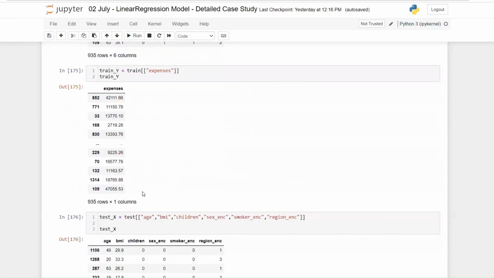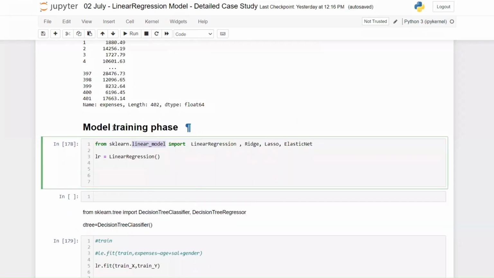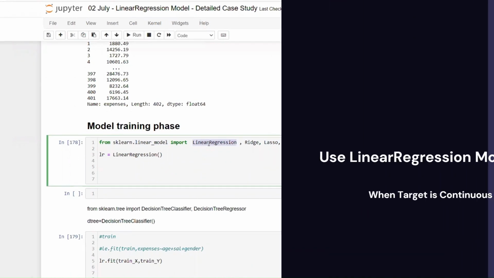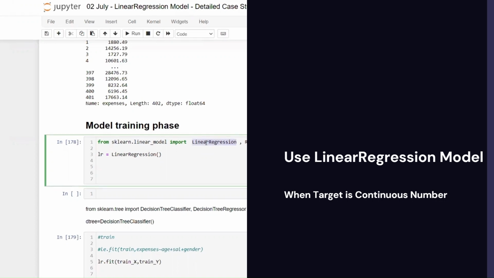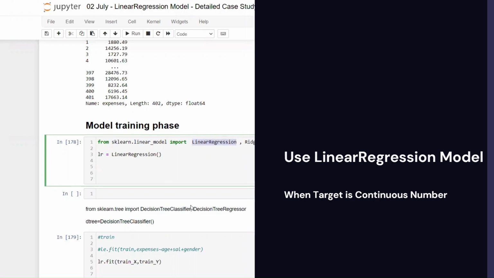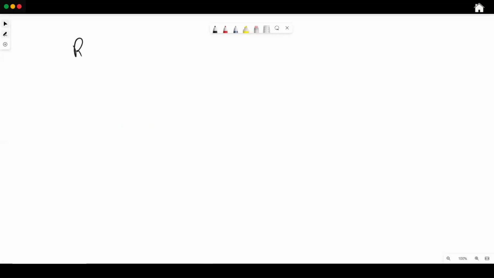To start the modeling part, here I am selecting a linear regression model. So guys, we know that we are going to do regression, right? Because our target is a number. Now there are a lot of algorithms available. Linear regression is one such model. So now you know we are doing regression, right?